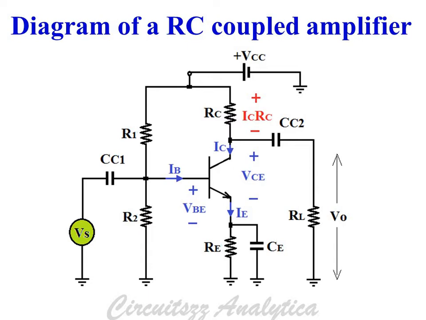load respectively. Bypass capacitor Ce is connected to avoid any sort of AC voltage drop across the emitter resistance Re. Any sort of AC voltage drop across the emitter resistance Re results in a reduction in the voltage gain of the amplifier.